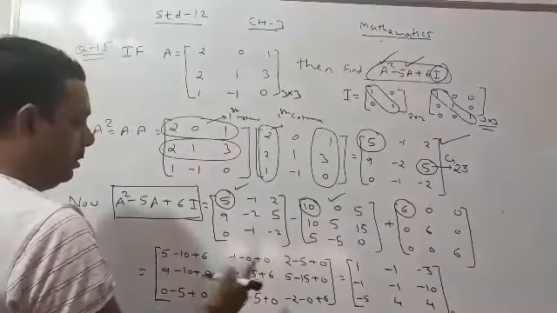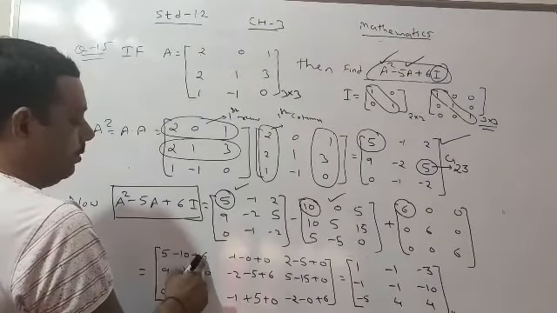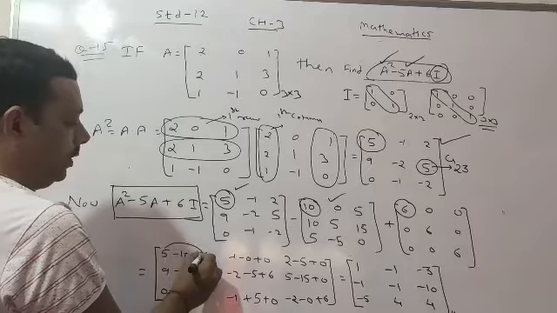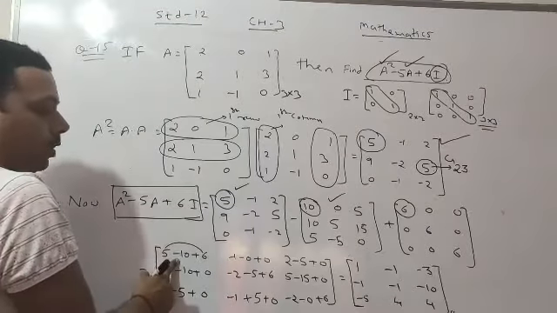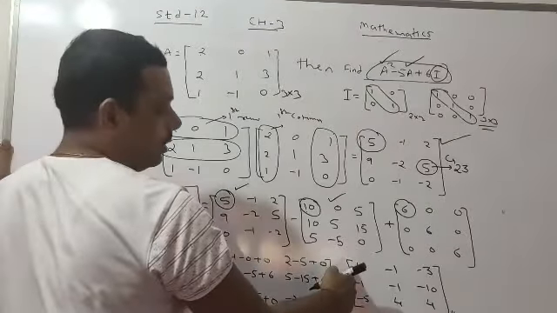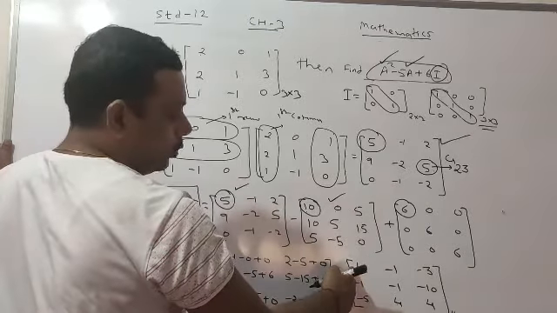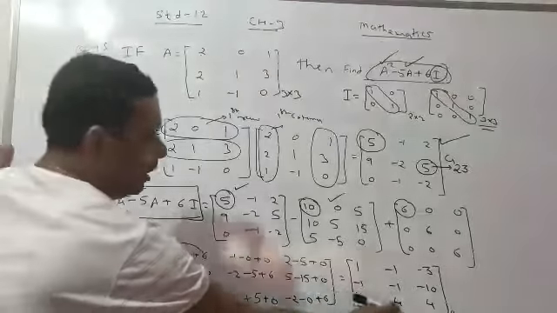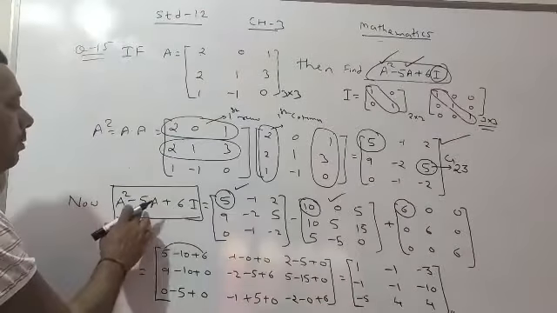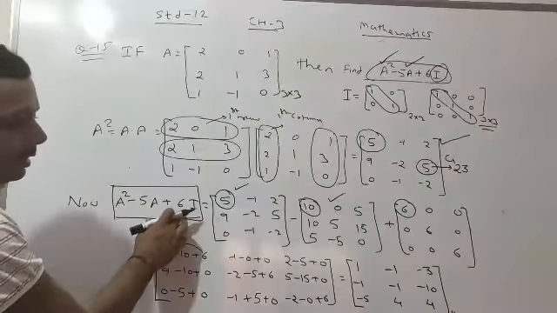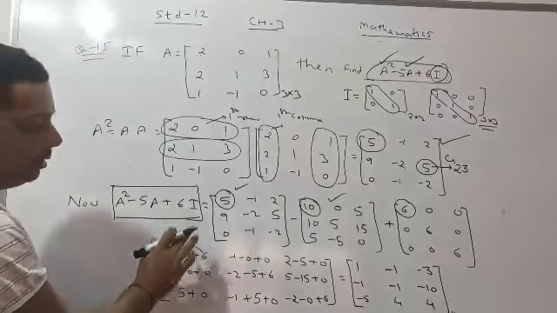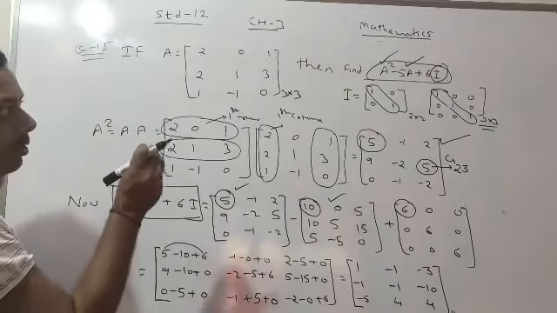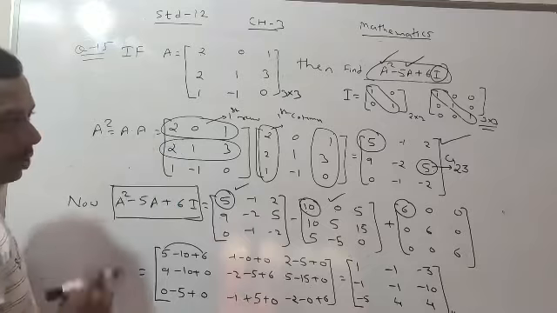Now the result is 5 minus 10 plus 6. So 5 and 6, 11, minus 10. So the answer is 11 minus 10, that is 1. This way we will get the remaining answers. So this is the final answer of A square minus 5A plus 6I. Is this clear? This way we will perform the required solution of a matrix equation.